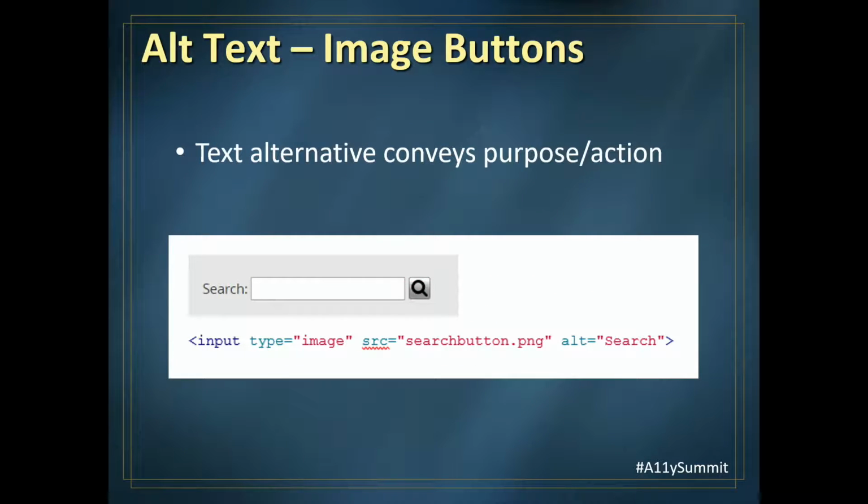Okay, alt text, image buttons. This is more of a nod to form development, but a lot of times we have form development that does integrate images into buttons. In this case, this is a function. What is the purpose the image serves? It is a search function. We would not take this image and describe what it is. We're describing the function of it. So again, this is where you're evaluating how it's being used and what you would need to do with it. So alt equals search.